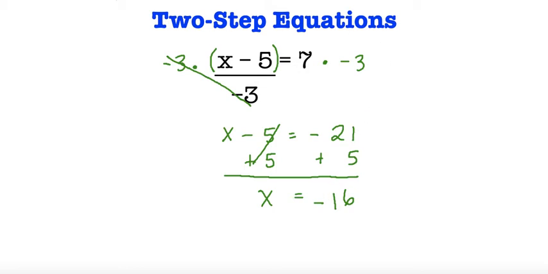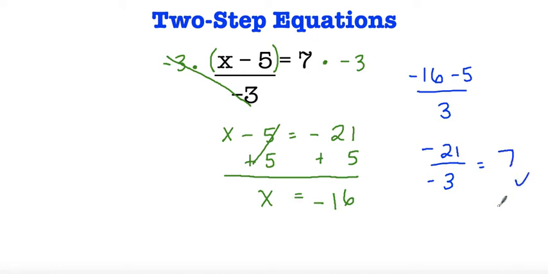And now if we wanted to go back and see if this were correct, we would substitute it for x. So (negative 16 minus 5) divided by negative 3. Negative 16 minus 5 is negative 21. Divided by negative 3. So a negative divided by a negative is a positive, and 21 divided by 3 is 7. So that's how we know that this is true, because we got the same thing as our equation. So x is equal to negative 16.